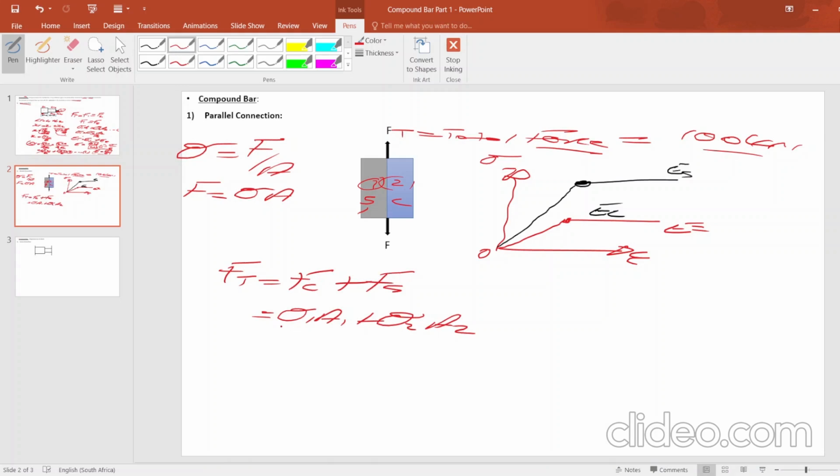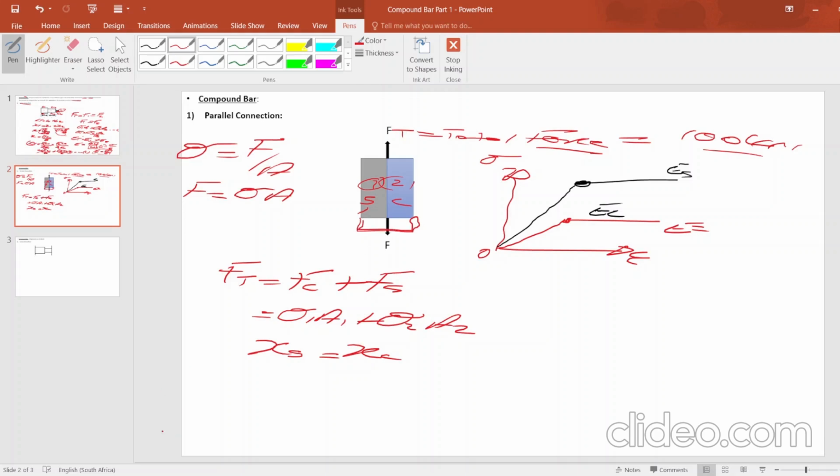Right. If you are given what the stress is, you can deal with this formula from the stress perspective. Now, another thing that we know under the parallel connection is that the change in length will occur simultaneously in both materials. That means the change in length under your steel is the same as the change under your copper, because they are connected together. It means the change will occur concurrently or simultaneously.